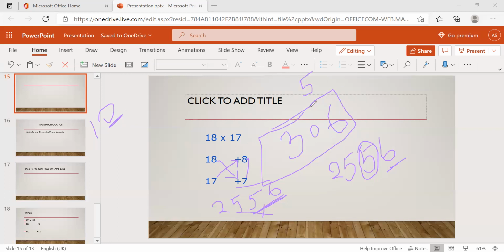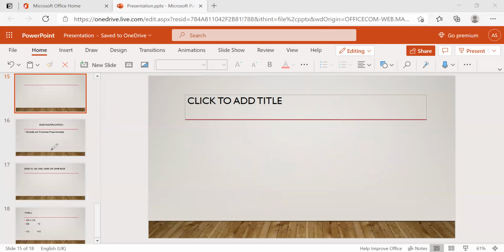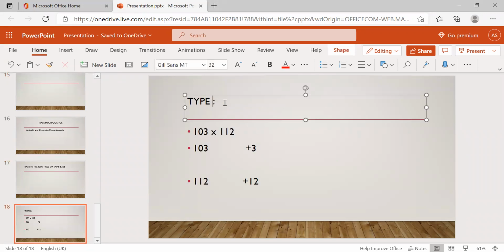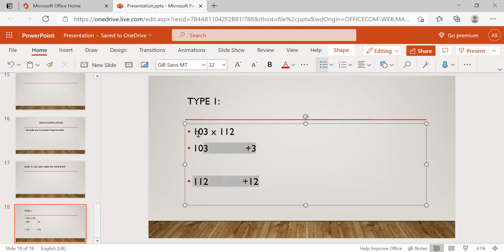Is it clear? Now we'll check with some more problems. Then there are base 10, base 100, 1000 and 10,000. So in every base value multiplication, there are 3 types. First, type 1. What does type 1 mean? Both the numbers are less than the base value.